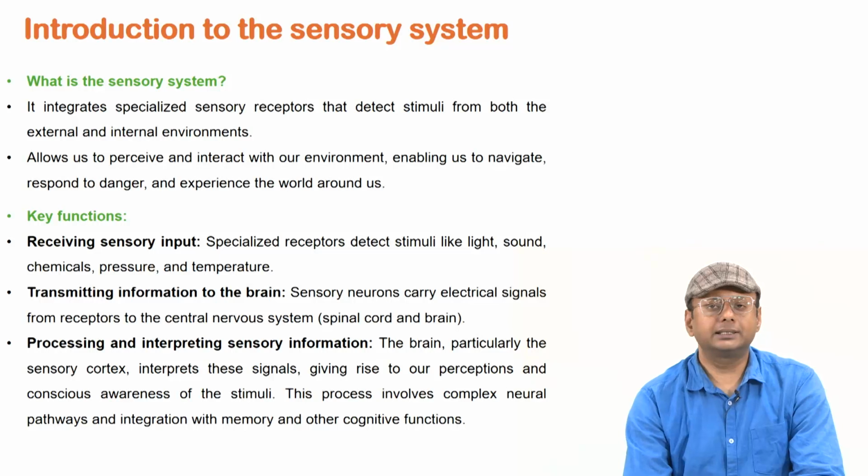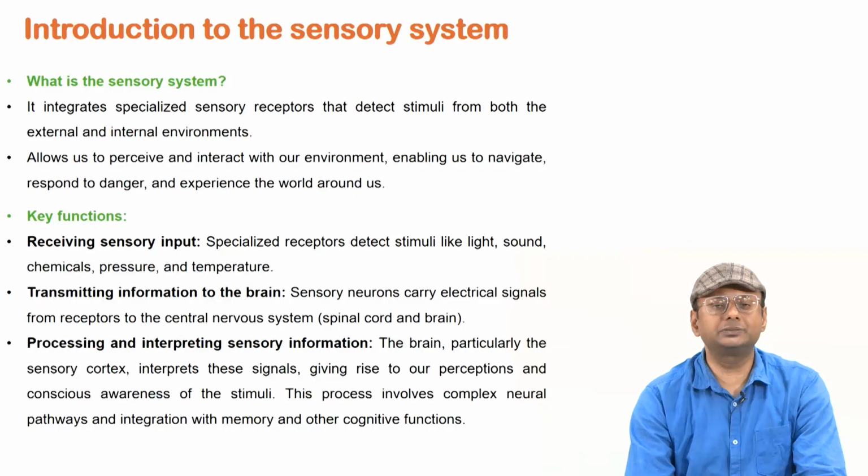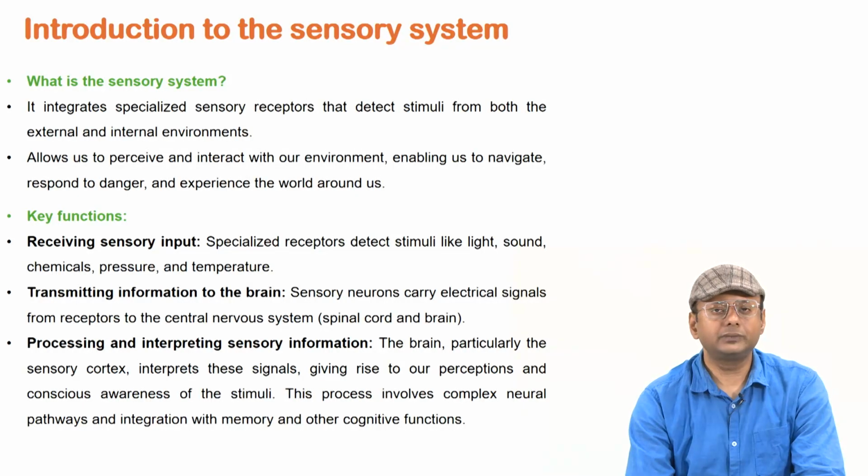Once the sensory signals have been transmitted to the brain, they get processed in different areas of the brain, for example the sensory cortex area, and eventually it interprets this signal, giving rise to different types of perceptions, and eventually also consciousness and awareness related to this stimulus. This process involves a lot of complicated neuronal pathways and integration with memory and other cognitive functions.